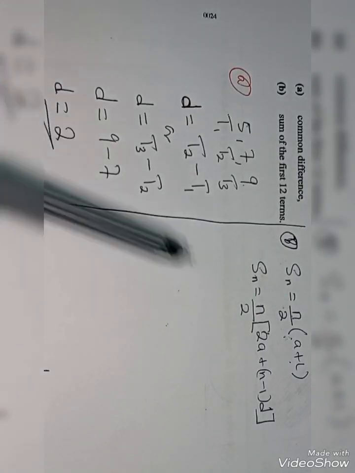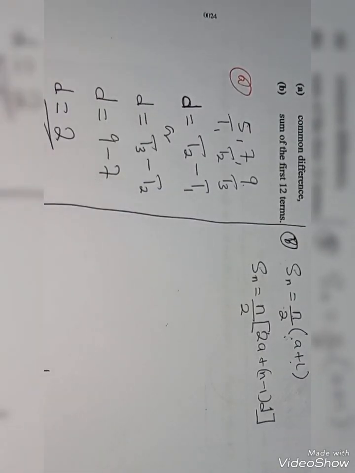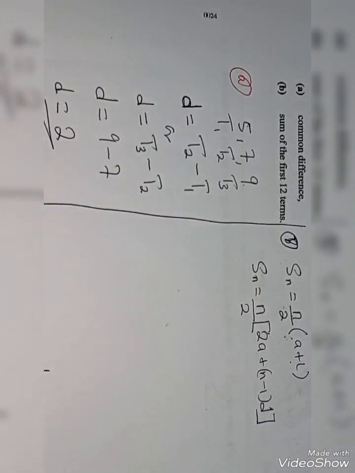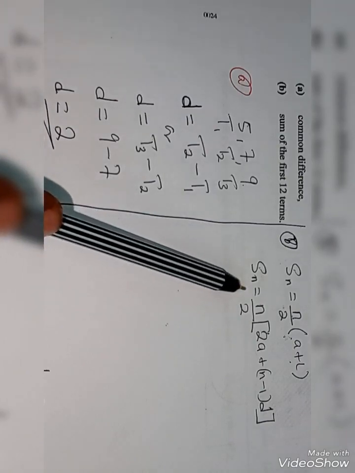So when do we use this formula? This formula is used when you are not given the last term. That's number 1. When you are given the first term and you know the common difference, that's when we use this formula. But the first one is only used if the first term and the last term are given. So in this case, we have been given the common difference. The first term is there. So we are going to use this formula.